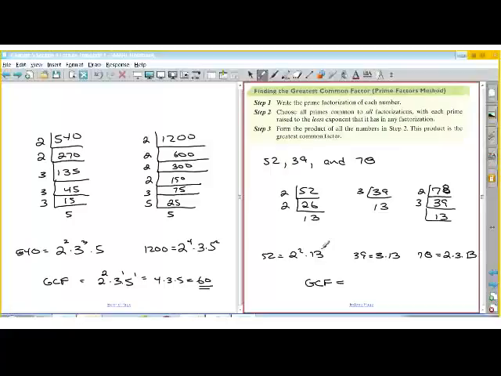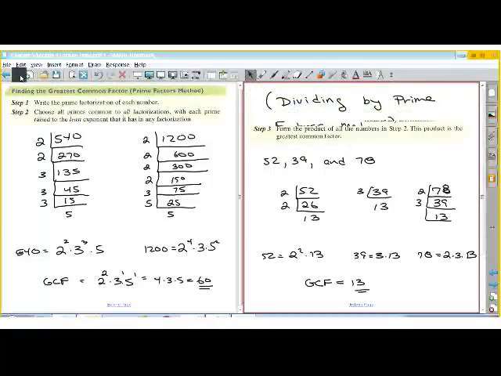So again, my greatest common factor, I look for terms that are in all 3 of them, not just in 2 of them. Well, 2 is in 2 of them, but not the third one, so we don't write that down. 3 is in 2 of them, but not the third one, so we don't write that down either. The only one we have that's common to all 3 factorizations is 13, and they're all to the first power. So it turns out the greatest common factor of those 3 numbers is 13.